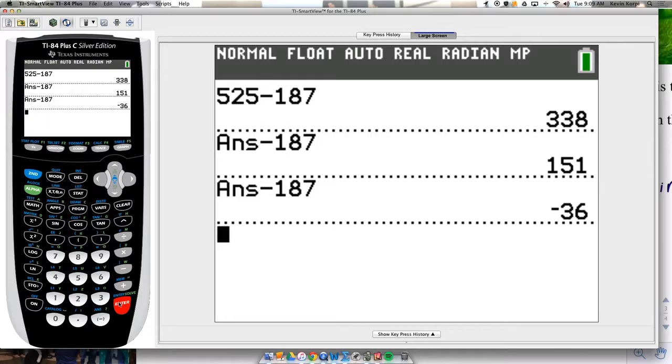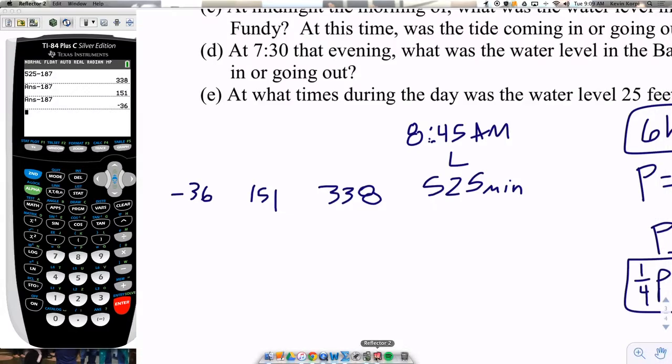And then the next number was 151. And then I got negative 36. So what I'm writing on my paper / iPad is this. I have 525. I know it's at a low point. So I'm working back a critical value at a time by subtracting 187. Boom. I hit my negative number.